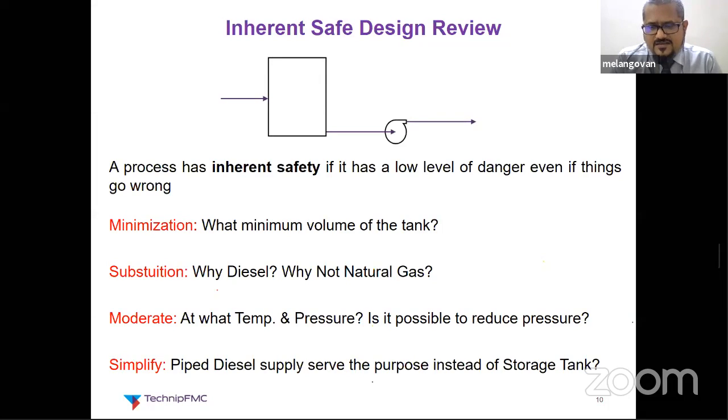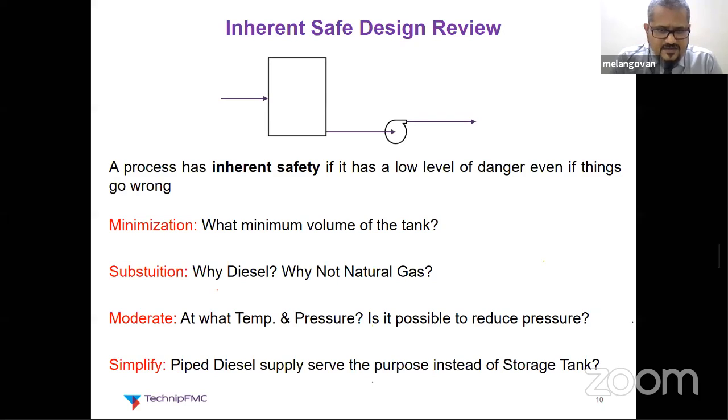See, assume the leak is happening from a pipeline which is maintained at 1 bar, and the same pipeline, if it is maintained at 10 bar, what will be the worst case? The 10 bar, definitely, because the source pressure is high. Accordingly, your loss of containment will be high and the consequence effects will be high. So how best can we optimize the temperature and pressure?